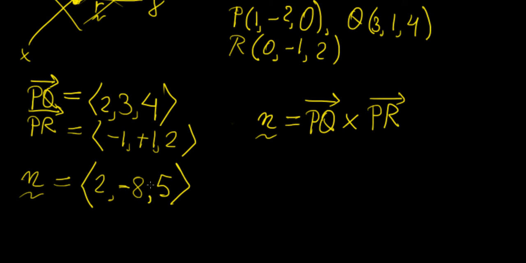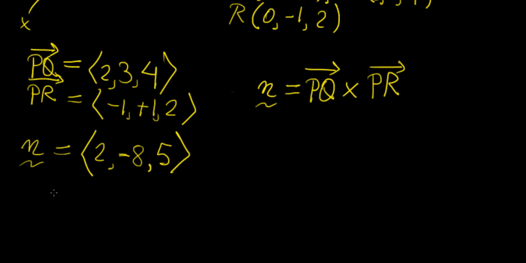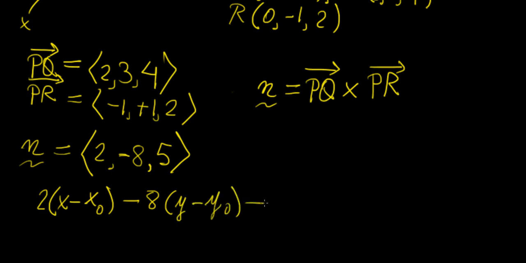Now that we have that, what we can do is put that into the equation. So we have a, b, and c. So we're going to start off as this. We're going to have 2(x minus x naught), plus, well, this would be minus 8, so minus 8(y minus y naught), plus 5(z minus z naught) equals 0.